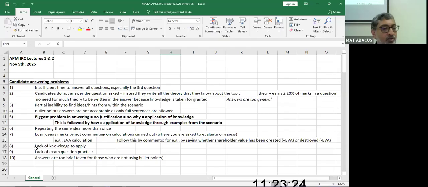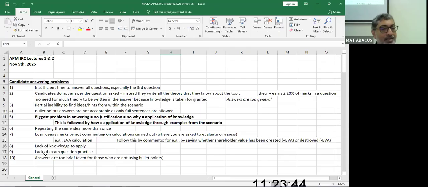Then there is lack of knowledge to apply. We can see that more. These last 3 points are becoming more evident now. Lack of knowledge to apply. So those are students who haven't really completed a good study of the syllabus. Then this one has always been there, but it's becoming more acute now.